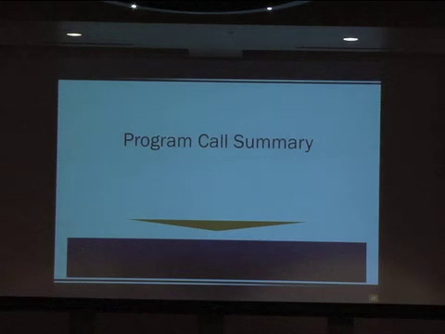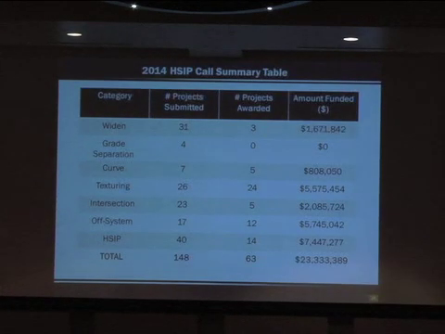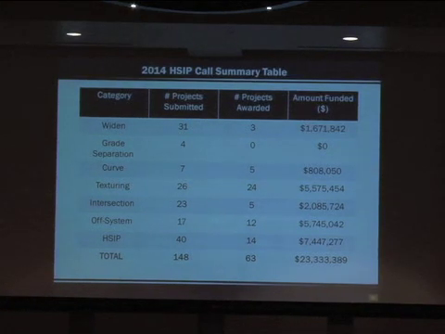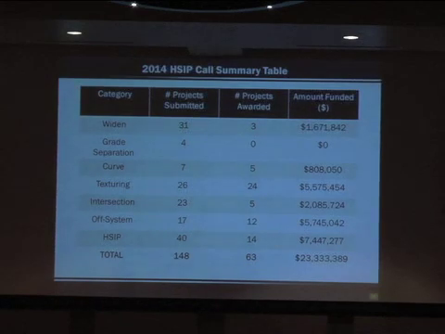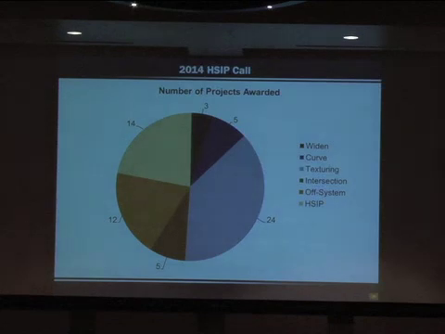Okay. So our program call summary. Here you can see for each of the categories, winding, grade separation, curve texturing, intersection, off system, and HSIP, we submitted a total of 148 projects for this year's call. 63 of those projects were awarded, totaling $23.3 million that were awarded to our district this year. And here's just a pie chart of our 7 different categories and what was awarded per category. Texturizing being our category with most projects awarded.